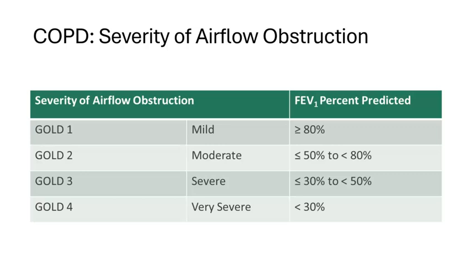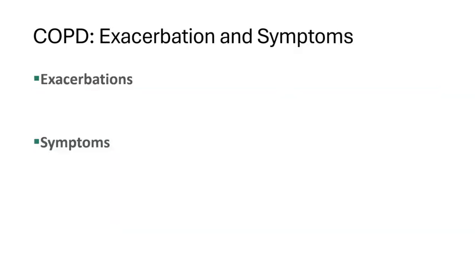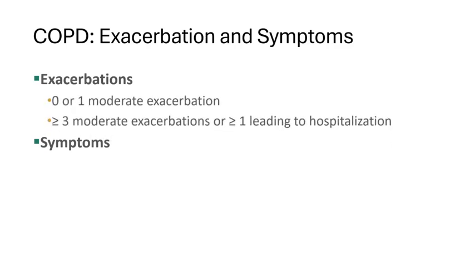Before beginning medication treatment, GOLD recommends assessing exacerbation history and symptoms to assign the patient to a group to guide initial choice of medication. Group A has few exacerbations and mild symptoms, whereas Group B is more symptomatic. Group E has frequent exacerbations. So, patients are divided into the following categories based on exacerbation history: either 0 or 1 moderate exacerbation that's not leading to hospitalization.